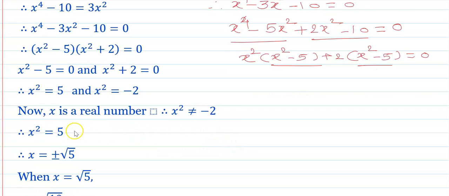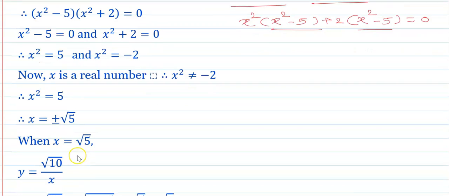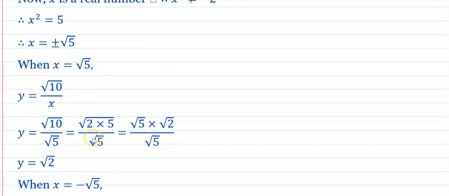This is not possible. x squared is equal to 5. Taking the square root on both sides, x is equal to plus or minus root 5. When x is equal to root 5, then y is equal to root 10 upon x. But x is root 5. Root 10 can be written as root of 2 into 5. Separate this: root 5 into root 2. Root 5 gets cancelled. You will get y is equal to root 2.